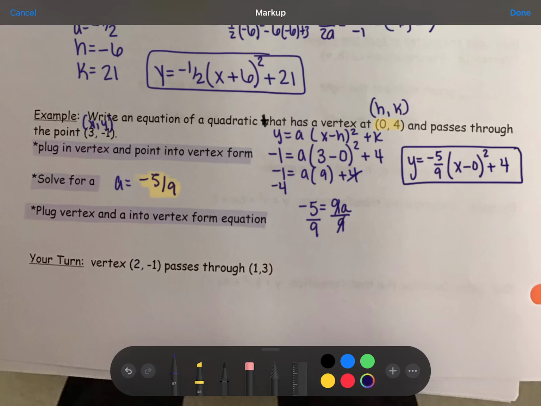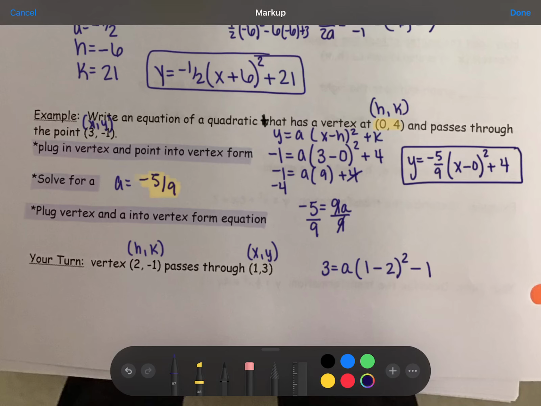All right, so my vertex is h, k, and it passes through a point x, y. So the first thing I'm going to do is take all 4 pieces and plug it in. So it's y equals a times (x minus h) squared plus k. So in this case, my k is negative, so I put minus 1.